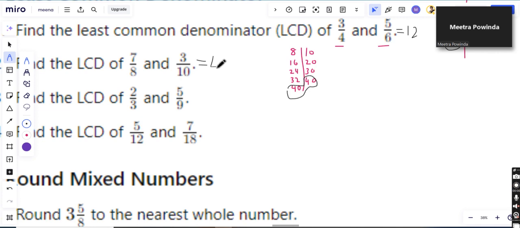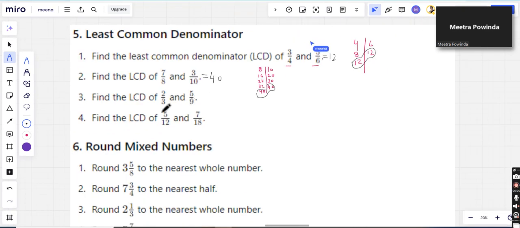Understand? And secondly, you check the next one. Find the least common denominator of 3 and 9. So similarly we write 3 and 9. 3 times 2 we get 6. 3 times 3 we get 9. It means that 9 is the least common denominator of 3 and 9. Understand?